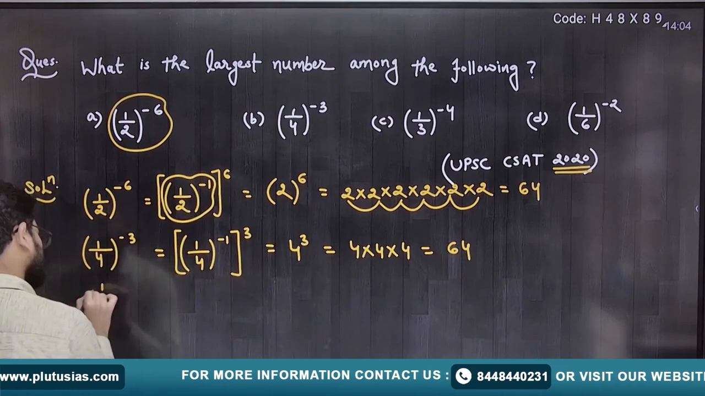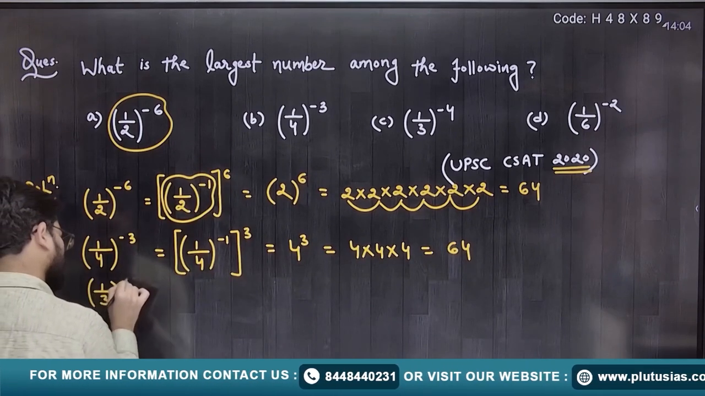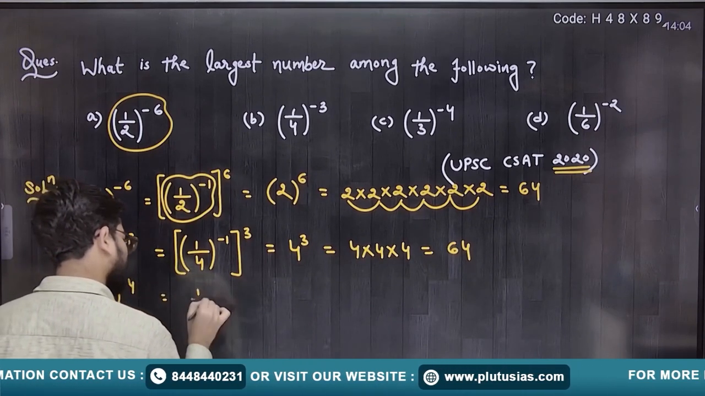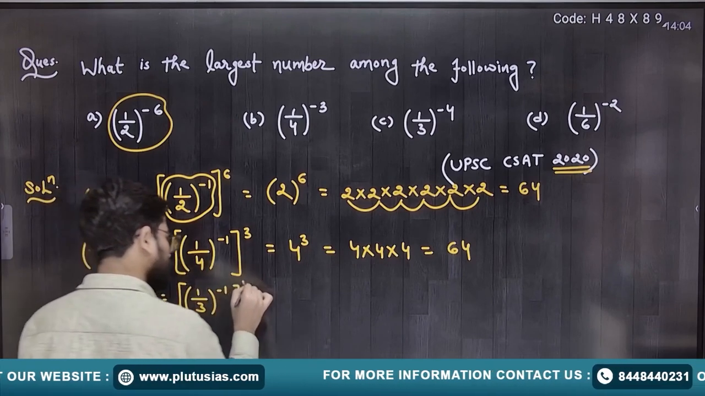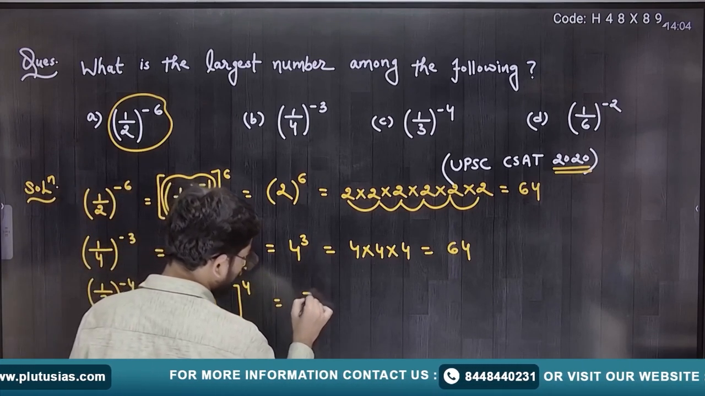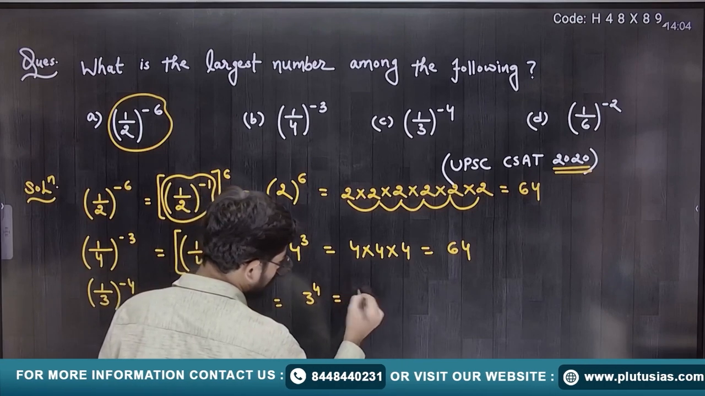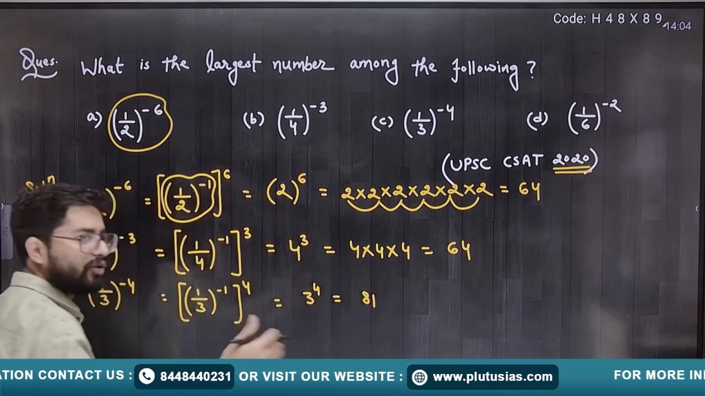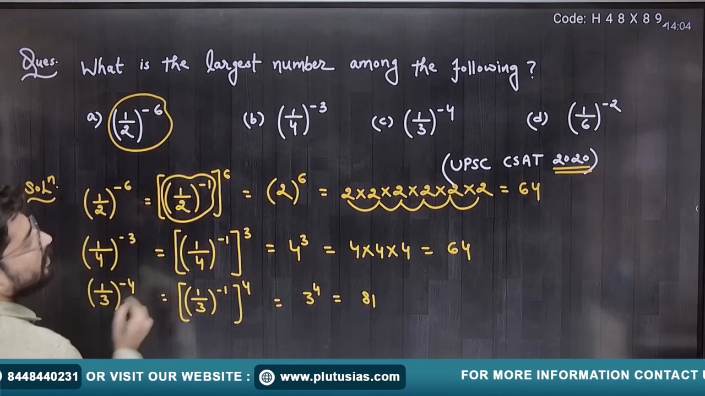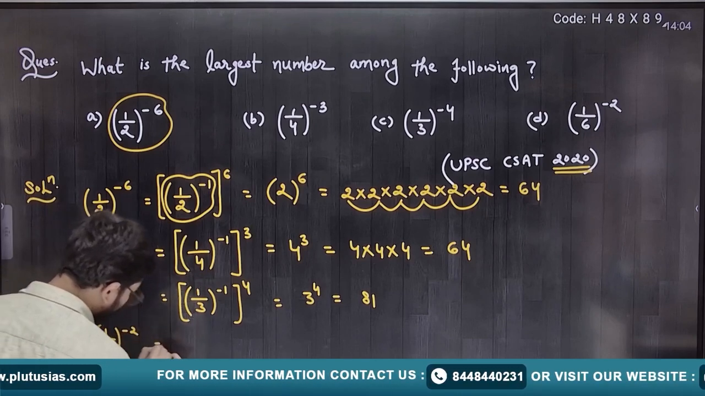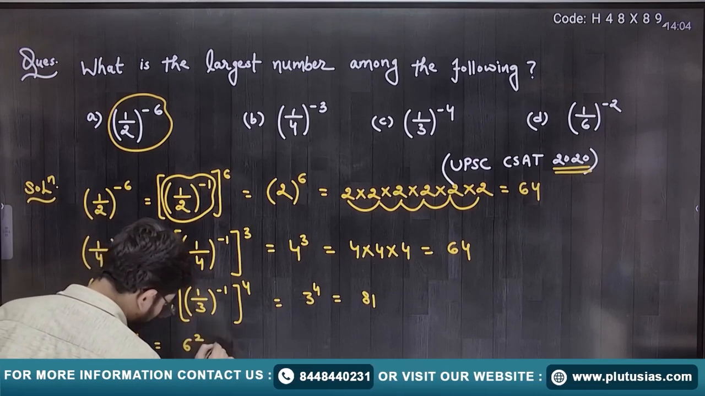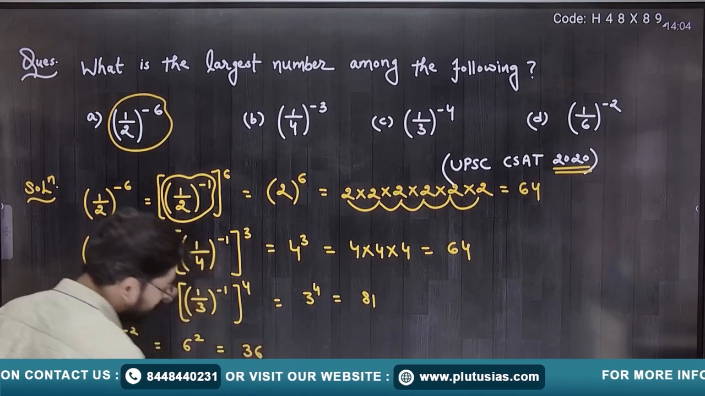Yes, next is 1/3 power -4. That is 1/3 power -1 whole to the power 4. So that will be 3 power 4, which is 81. We already know 3 into 3 into 3 into 3 is 81. Next one is 1/6 power -2. When you simplify, you can see 6 power 2, which is 36.